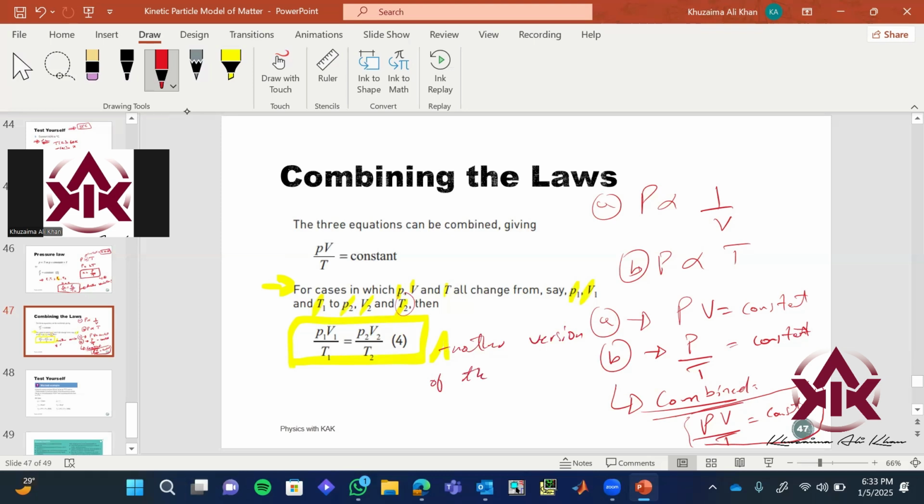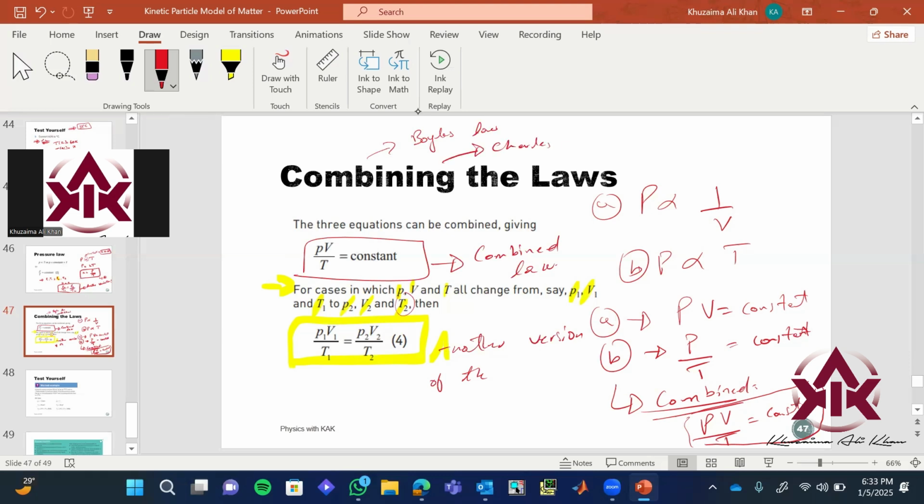This is the combined law. And what is it combining? By the way, think about it. It is combining Boyle's law and Charles's law.